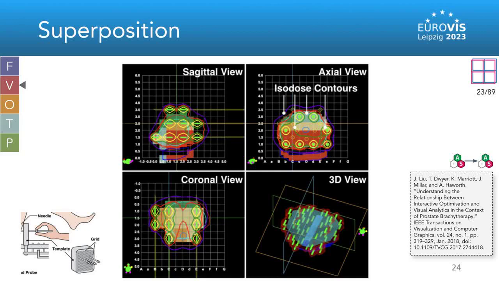The example shown is by Liu et al. in the context of prostate cancer treatment. The parameter is pictured in the bottom left. You have this grid in which you put needles containing radioactive seeds. The goal is to target the tumor with the radiation.